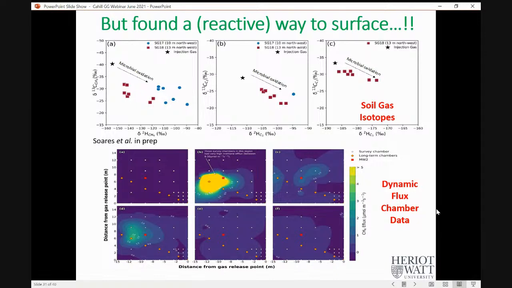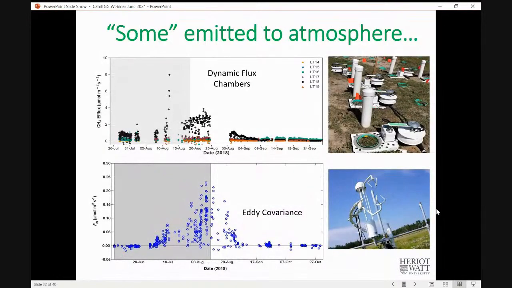And you can see some heat maps there with gas being emitted at ground surface in plan view from the flux chambers. So some certainly emitted to atmosphere, and you can see here the dynamic flux chamber data at the top. So you see the picture there of all the flux chambers we had at site continuously monitoring over the experimental period, and we saw methane fluxes increasing. And our eddy covariance system there was picking similar signals up, and we could see gas emitting into the air and being blown off into the atmosphere.